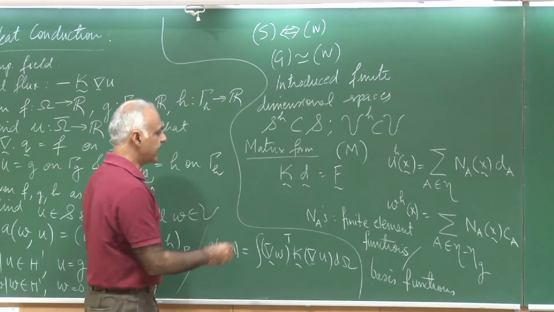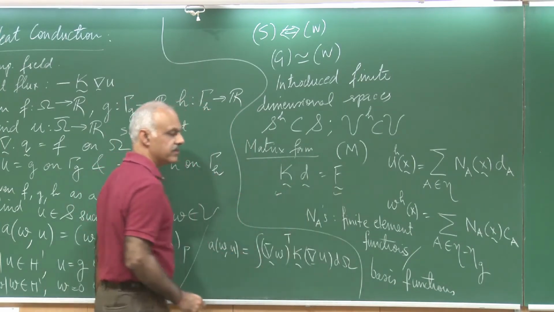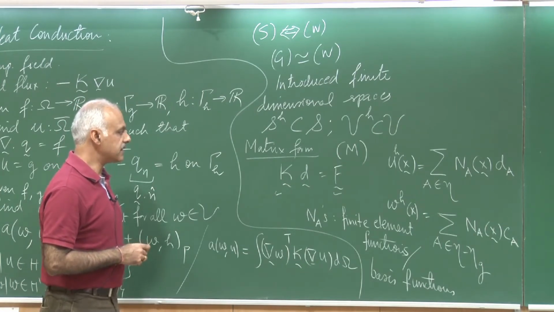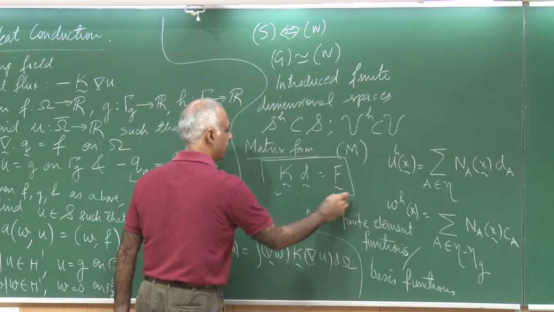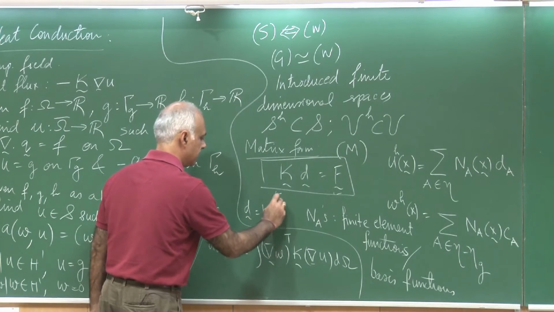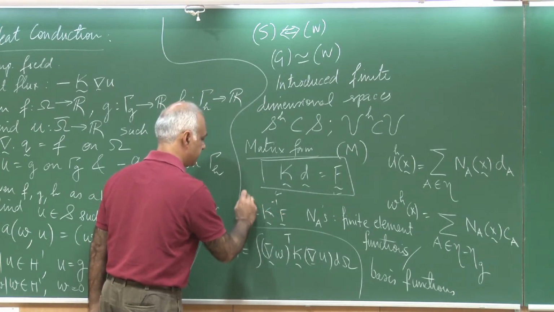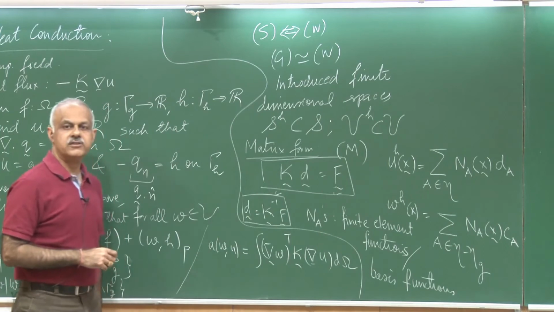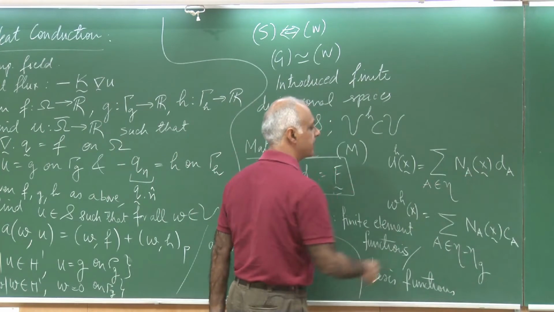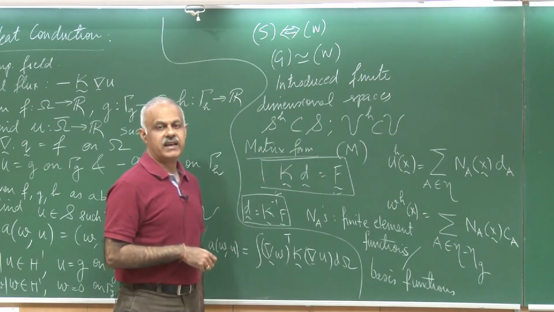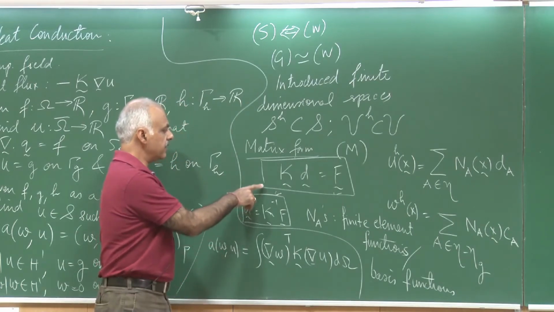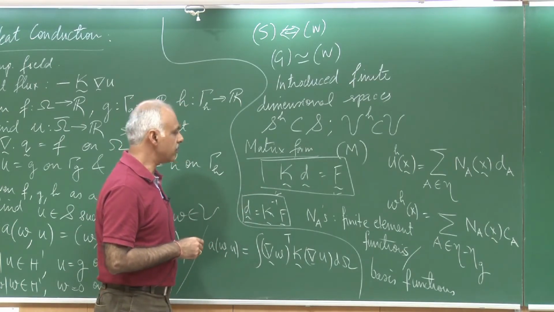So, the idea is I can form K, I can form F. K is the stiffness matrix, F is the force vector, and once I know this equation system, I can solve for D as K inverse F and get my solution. Once I know D, then I can plug it back into this relationship here and get my solution uh.